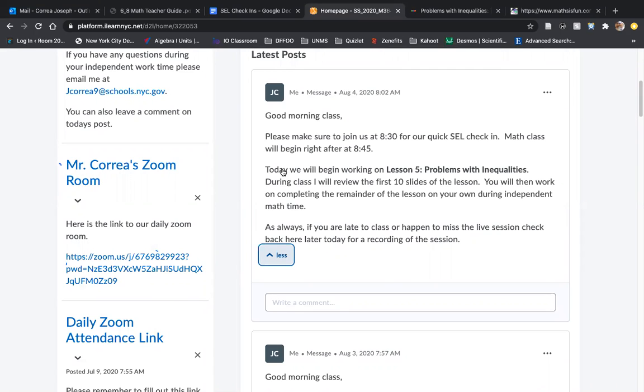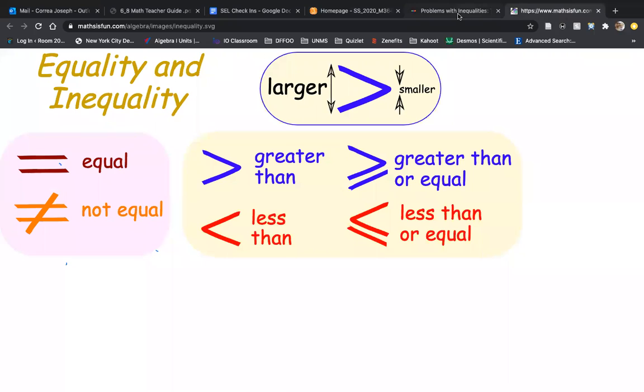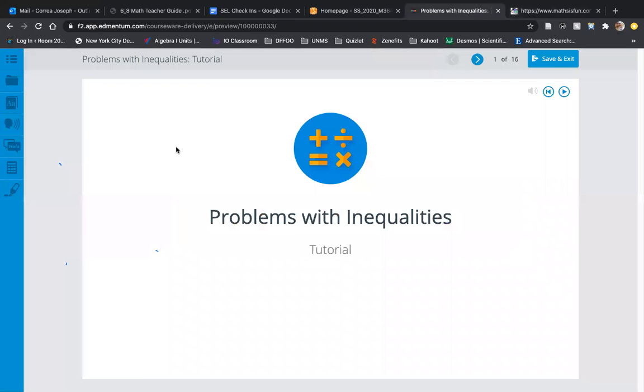Today's lesson is problem with inequalities. So it's going to be really similar to what we did yesterday with equations, except that now we're looking at inequalities, right? So if you kind of got what we did before, then hopefully today's lesson isn't too challenging for you, okay? But again, I'm going to start from the top. Again, the lesson is problem with inequality, so try to go ahead and follow along in Edmentum with me.